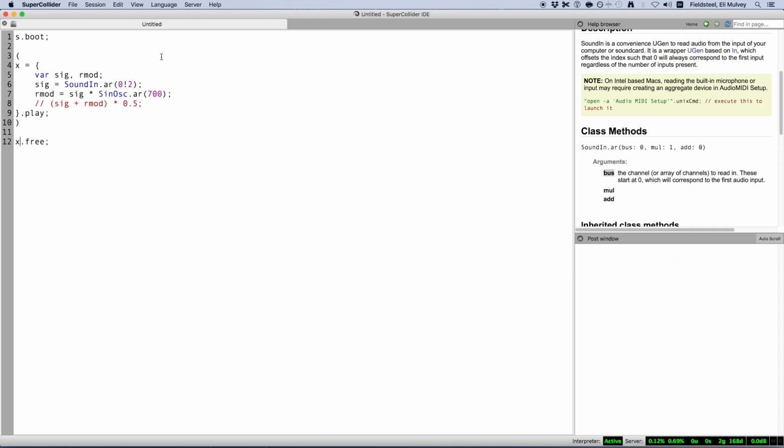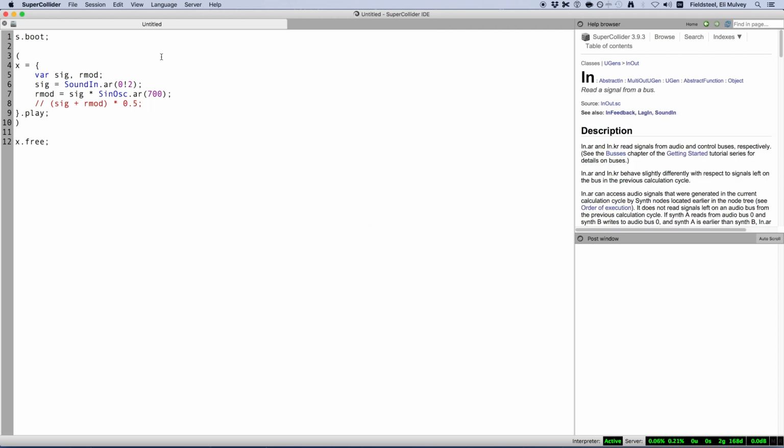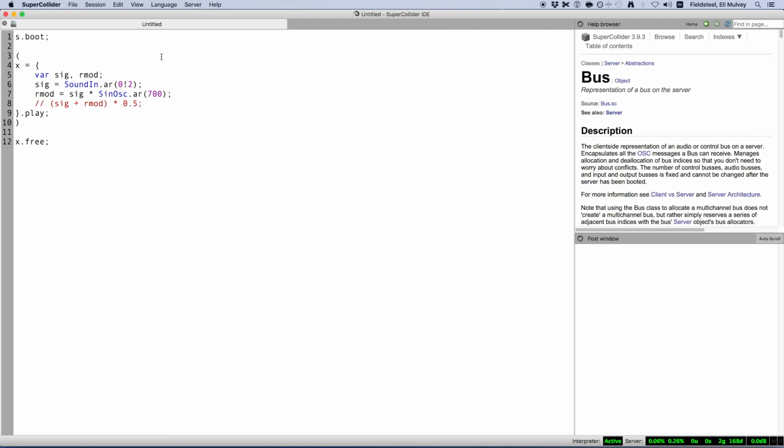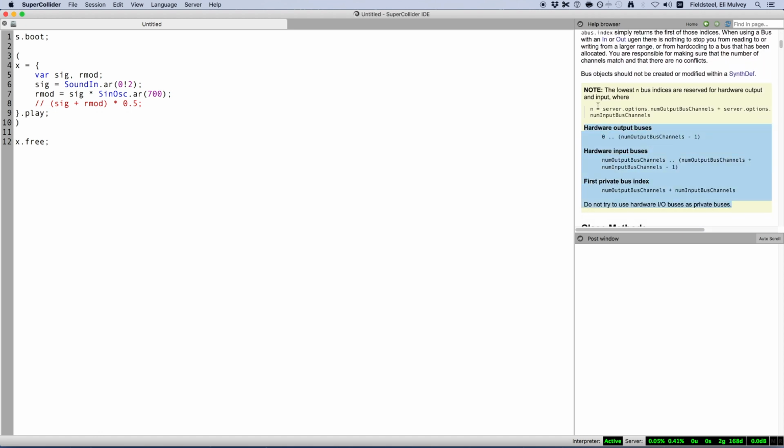In previous videos, we've used Out.ar to write an audio signal to a bus, and we've used In.ar to read an audio signal from a bus. Originally, we did this in tutorial 7 and also a few other videos beyond that. And recall that when the audio server boots, it allocates a number of audio buses, and the lowest numbered buses are associated with hardware outputs and inputs in that order, and beyond those are private buses, which are used for internally passing signals between synths.